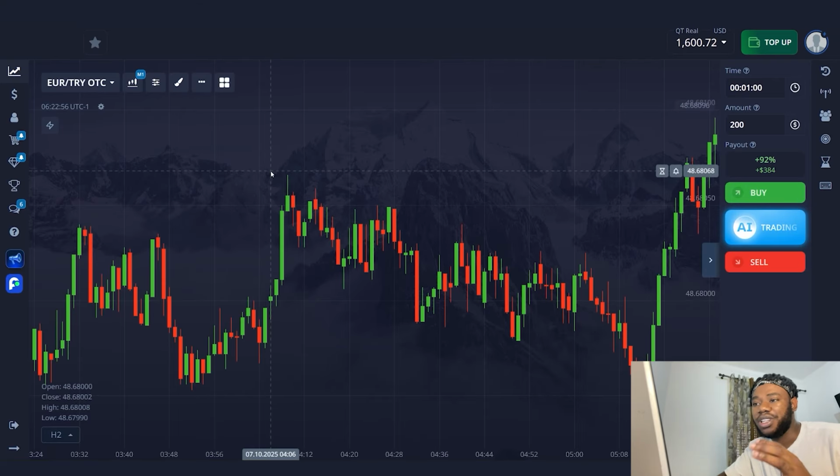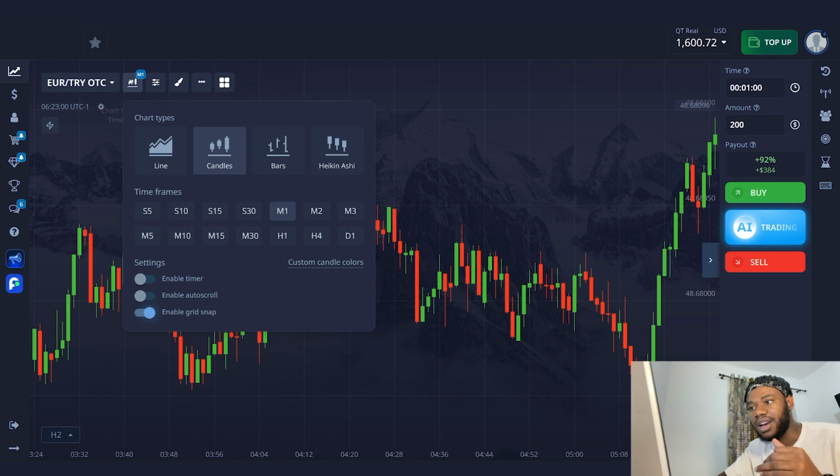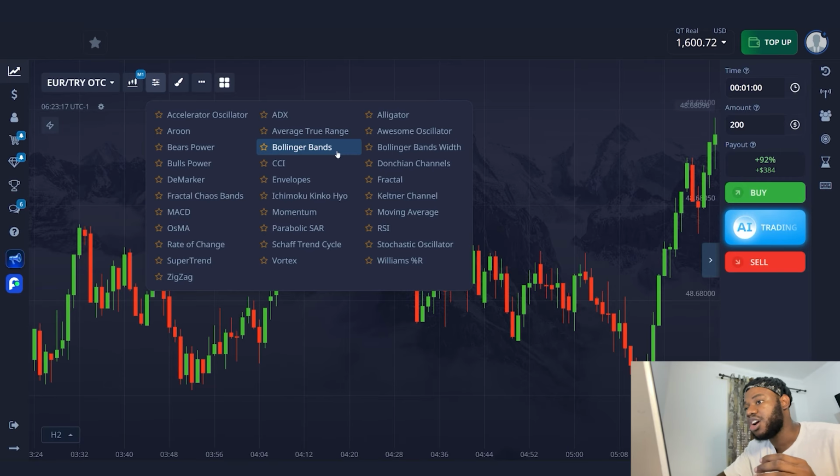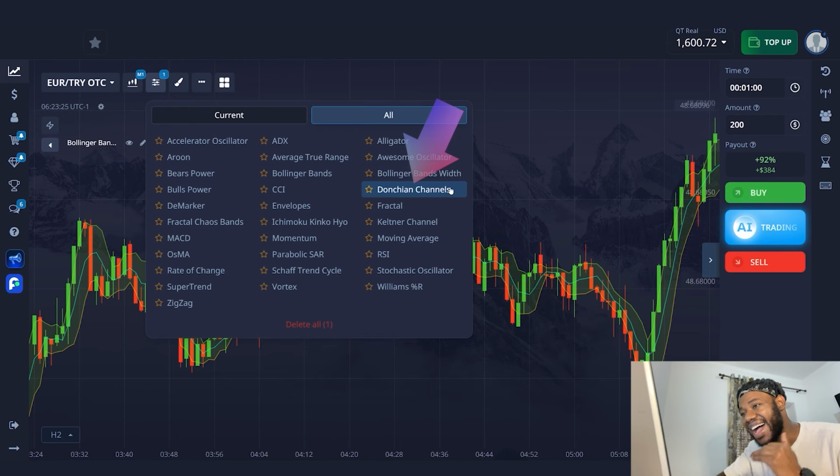Before you start opening trades, I'll show you how to set up an account. I'm using a candle chart type and I'll leave the time frame at 1 minute. Now let's add the indicators to the chart. The first one will be the Bollinger Bands, and I will also add the Donchian channels.